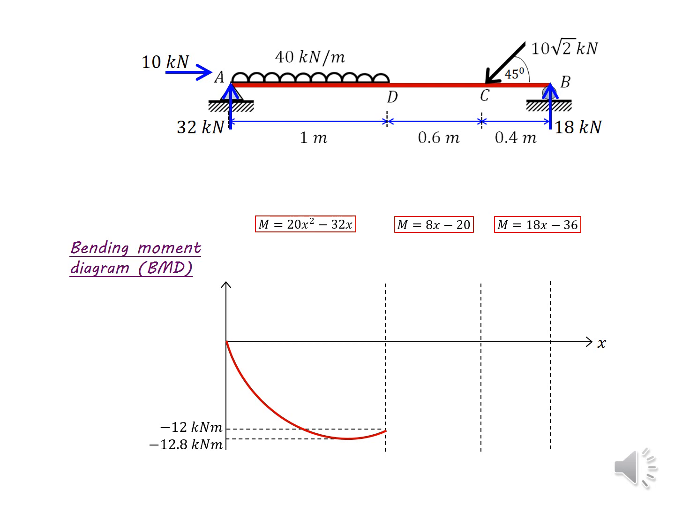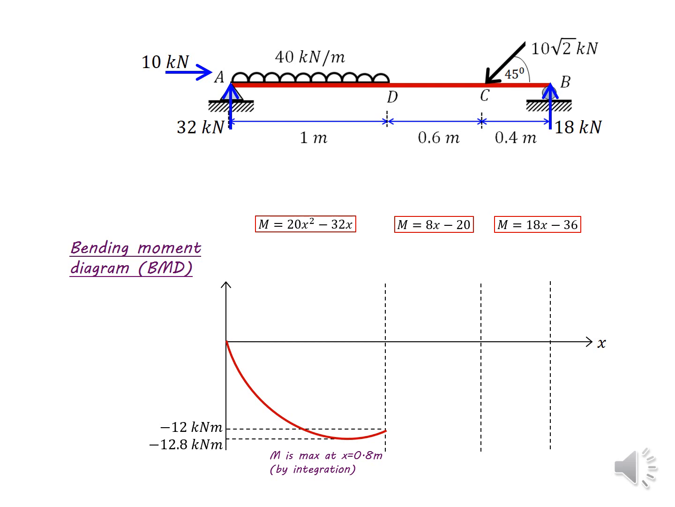So once we integrate this equation, you can find the x value where the maximum occurs. So you get the x value as 0.8 meters, then you apply x equals 0.8 into this equation, and you can get the maximum value. So that is minus 12.8 kilonewton meter.